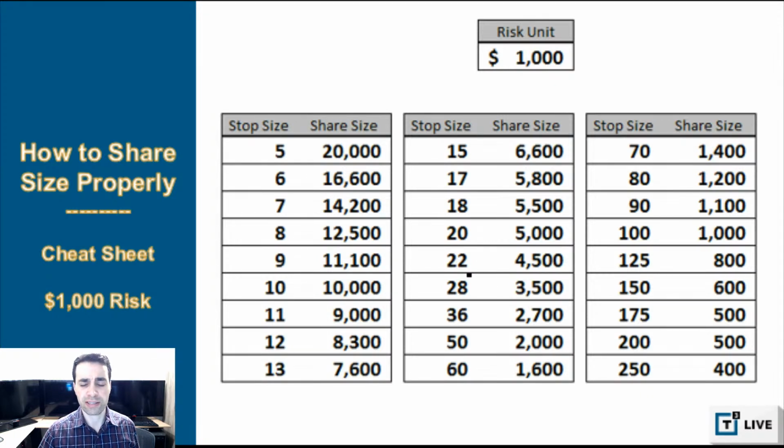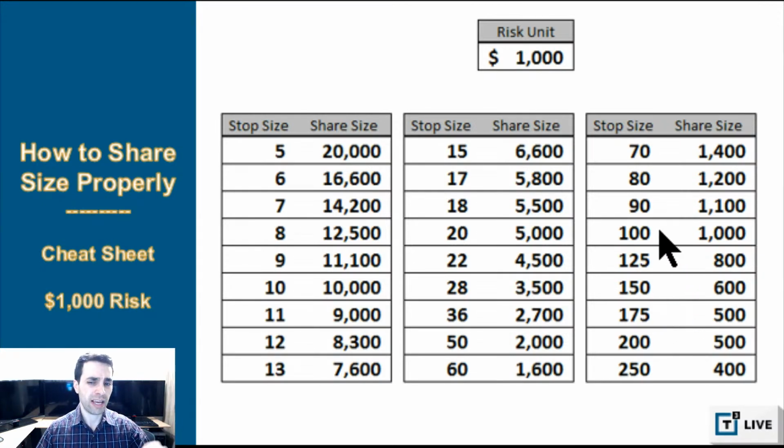Okay, so when the stop is between, let's say, 23 cents to 28 cents, I still take 3,500 shares. When the stop is very, very small, 5 cents, 6 cents, 7 cents, then every penny matters. The difference between a 5-cent stop and a 6-cent stop is 4,000 shares, or 3,400. The difference between a 6-cent stop and a 7-cent stop, that's 1 cent, but when it comes to share size, it's almost 2,000 shares. So the smaller the stop, the larger the share size. But the larger the stop, the smaller the share size.